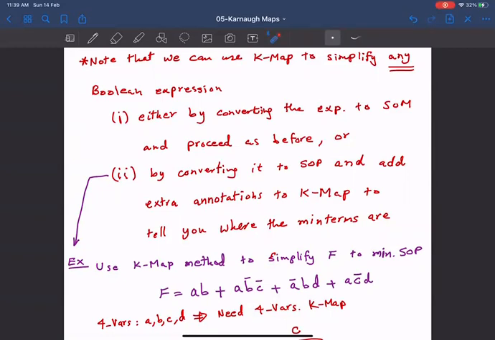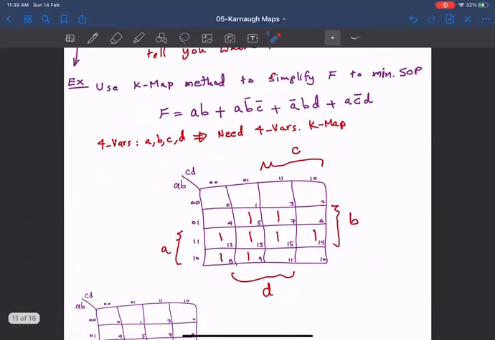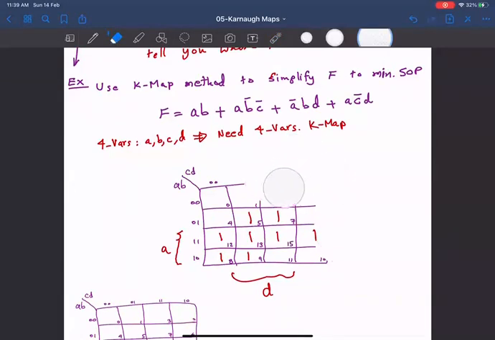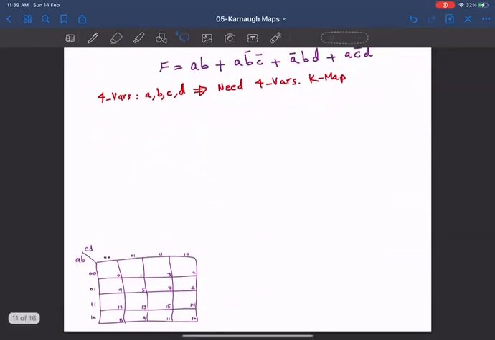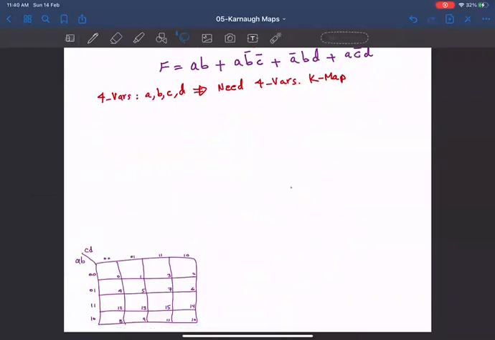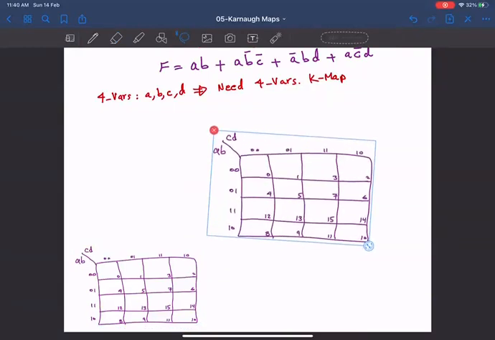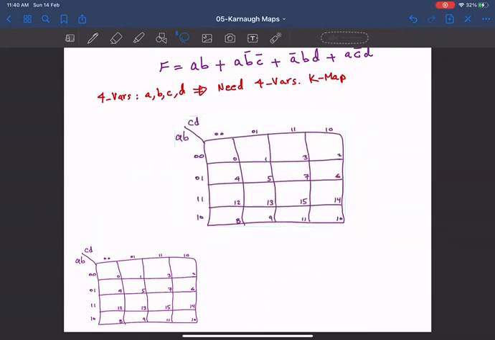Okay, let me erase the old K-map here and bring this one here. All right. Now, what annotations are we talking about?